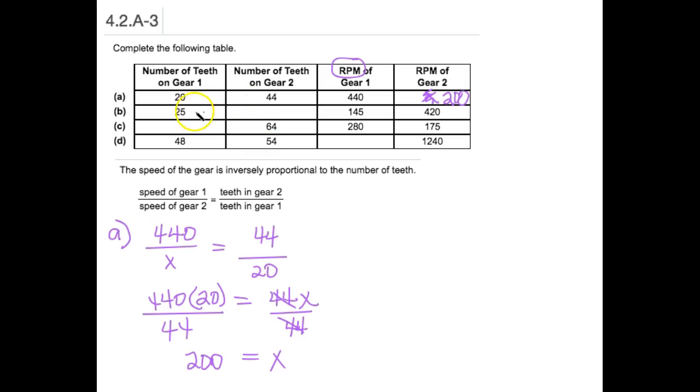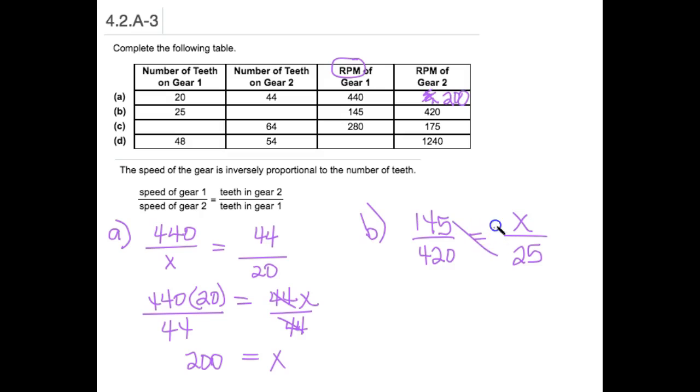I'll do another with you, but like I said, really you're going to be just repeating the same formula. So speed of gear 1 over the speed of gear 2, we can see here that we have the speed of both gears for this problem. So 1 over 2 would be 145 over 420. And then over here we have the teeth of gear 2 over the teeth of gear 1. We don't know the teeth of gear 2, so we can put an x there, or some sort of letter as a placeholder, over 25.